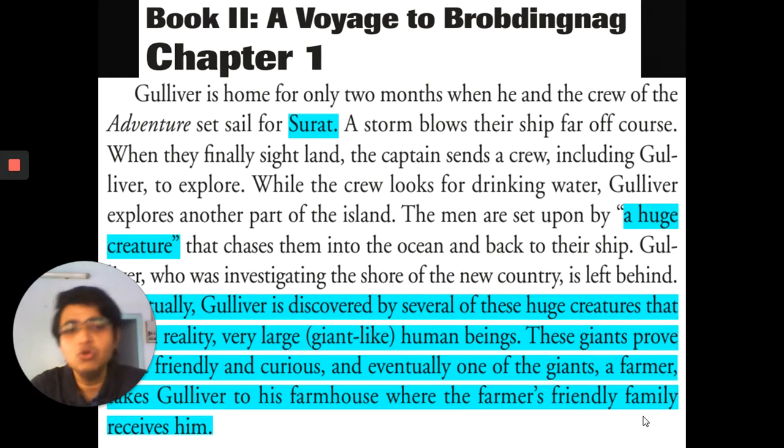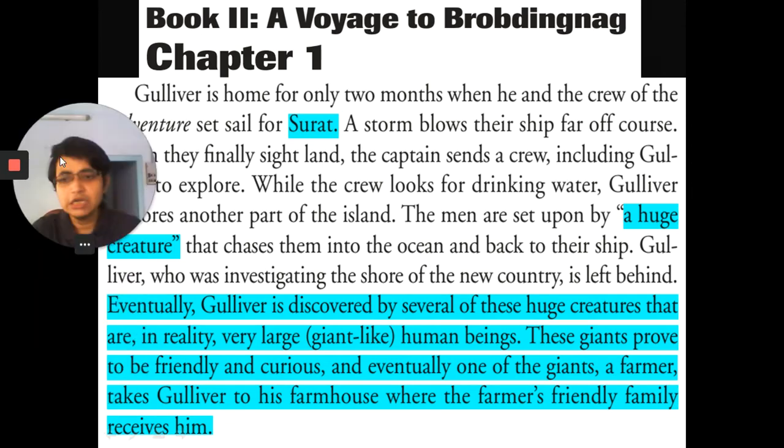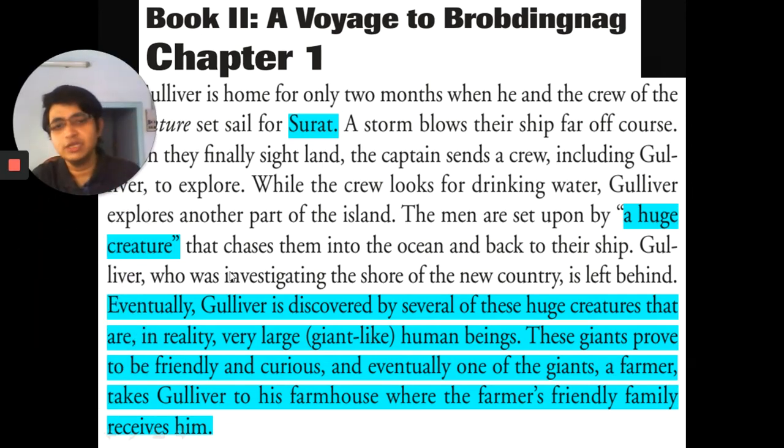So while the crew looks for drinking water, which is obviously the first major prerogative after arriving on an unknown island, Gulliver tries to explore another part of the island. Now the men are set upon by a huge creature that chases them into the ocean and back to their ship. Gulliver, who was investigating the shore of the new country, is left behind.